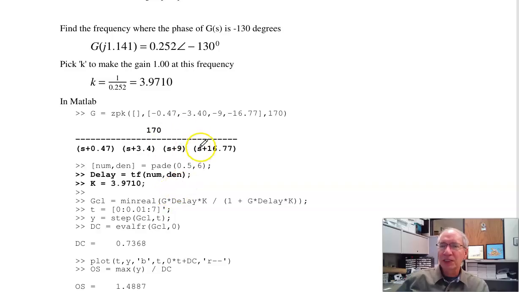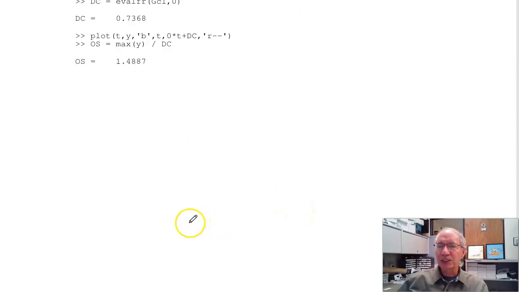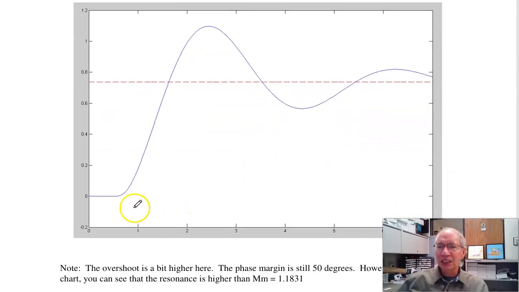So if I plot the step response, in MATLAB I'll have G, I'll use a 6th order Bode approximation to approximate a delay, times k. Closed loop system is G times delay times k, over 1 plus G times delay times k. Plot the step response. You can see that here's your half-second delay. There's the step response. I've got a lot more overshoot than before.